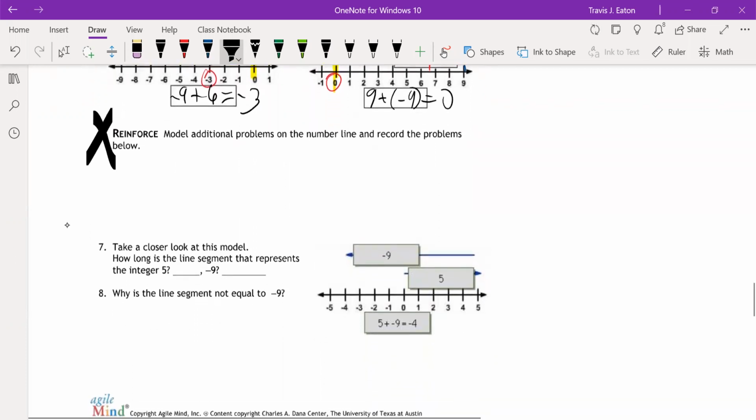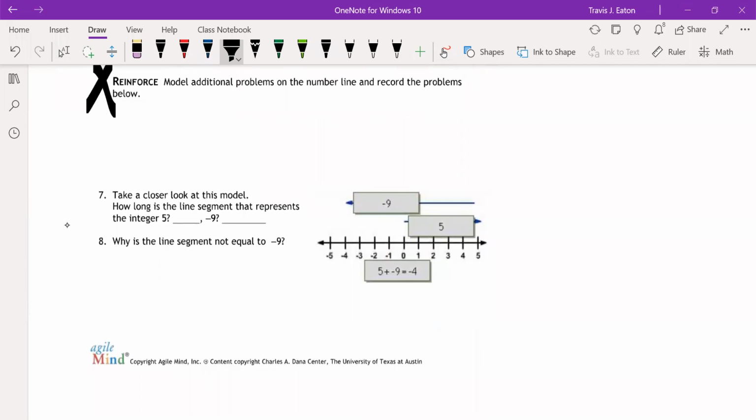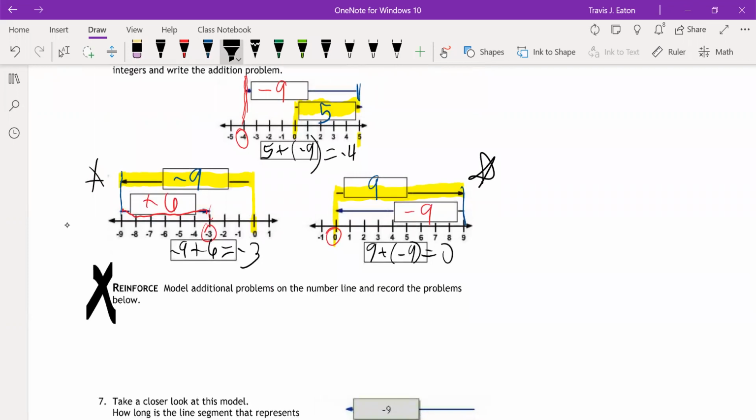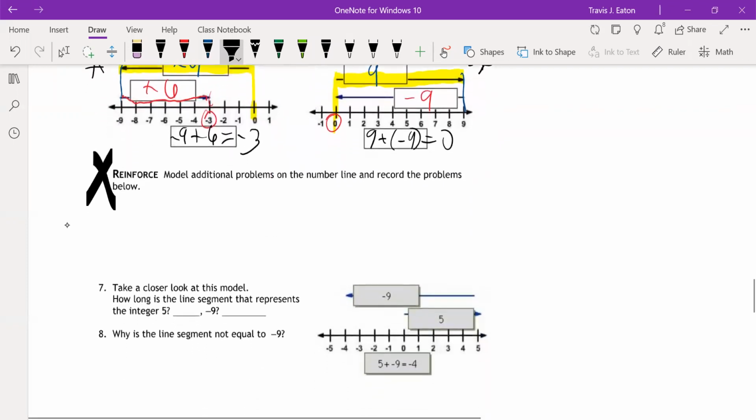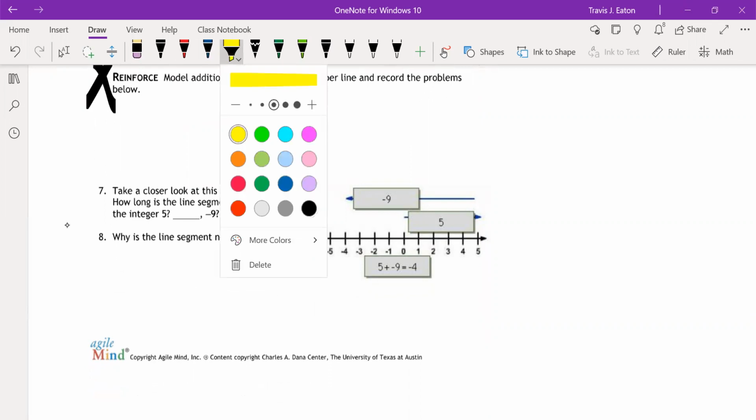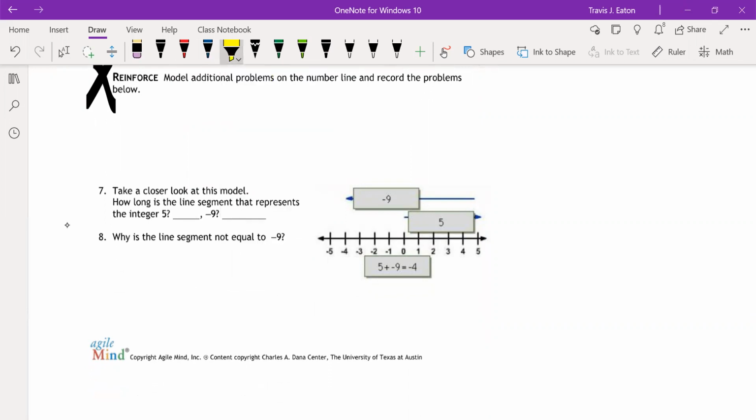So then let's go look at number 7. Now this is what we did, a problem just like this up here. 5 plus -9 equals -4. But let's take a look. How long is the line segment that represents the integer 5? How long is this line segment from here to here, right? How long is that? Well, obviously we can see that that's 5, right? From here to here is 5. 1, 2, 3, 4, 5.